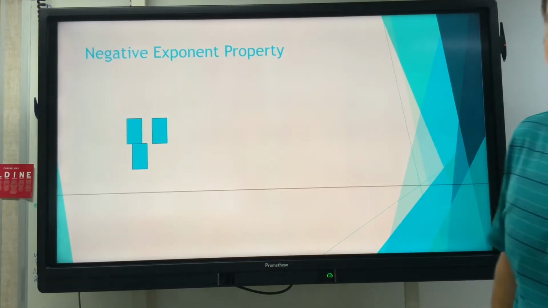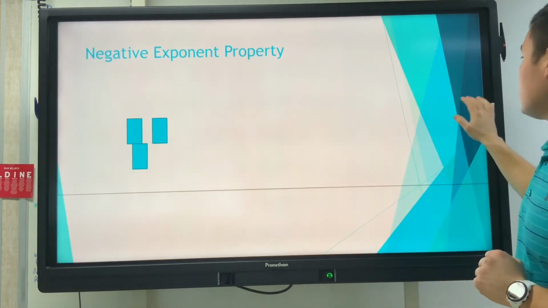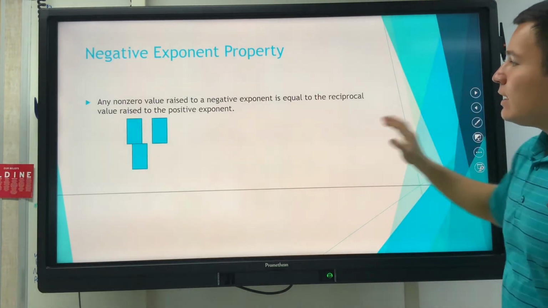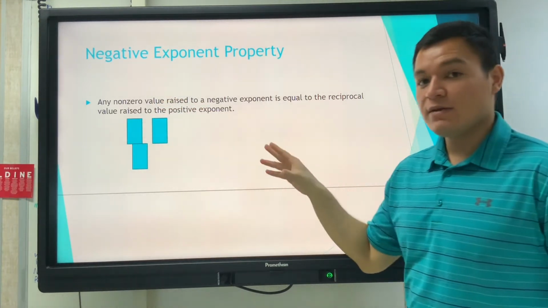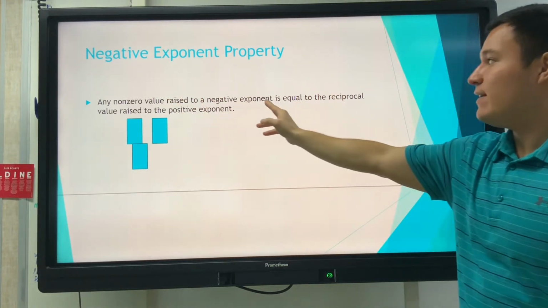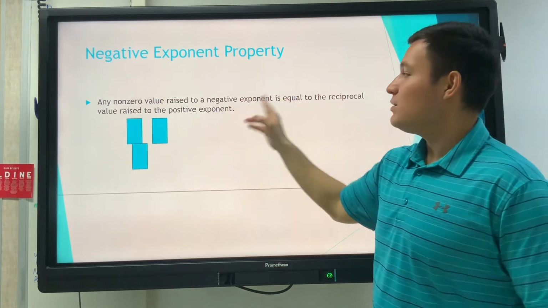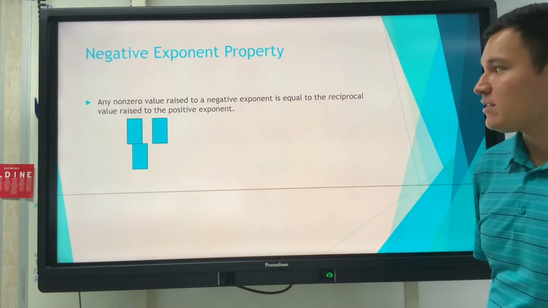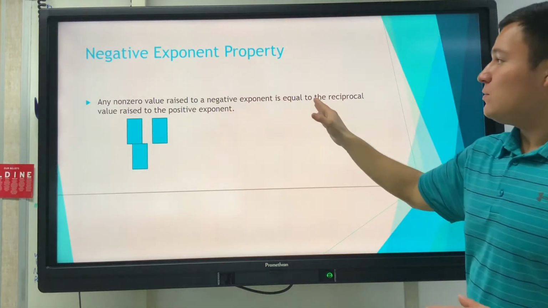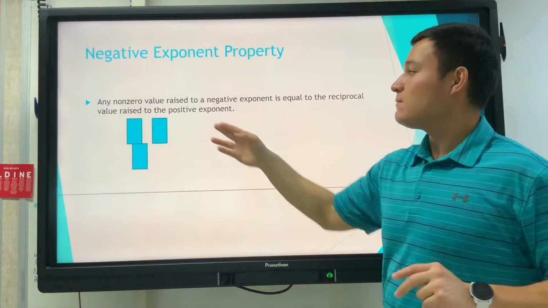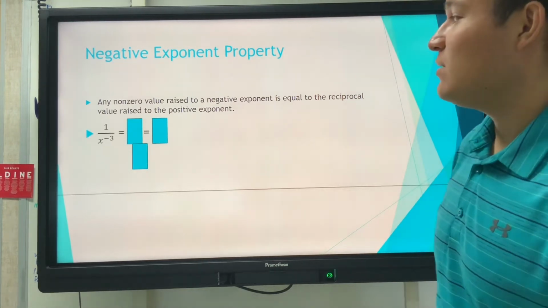Okay, now let's come up with a name for what happened. That's called the negative exponent property. What happens is, any non-zero value, just like before, 0 doesn't apply here, but if it's anything else raised to a negative exponent, that value will equal the reciprocal value raised to the positive exponent. So something raised to a negative power is equal to the reciprocal, the flipped version, raised to the positive exponent.